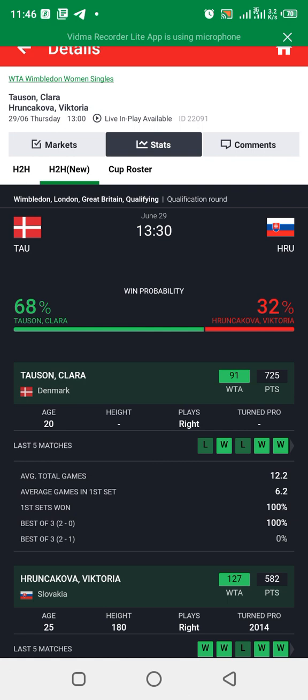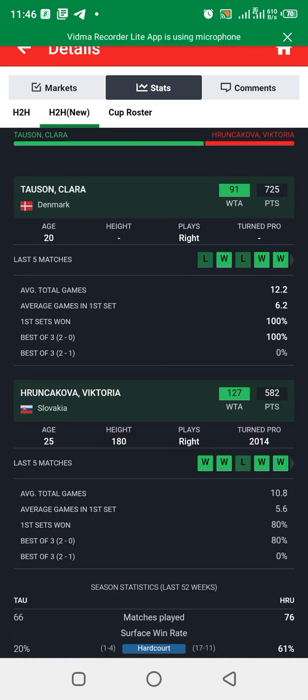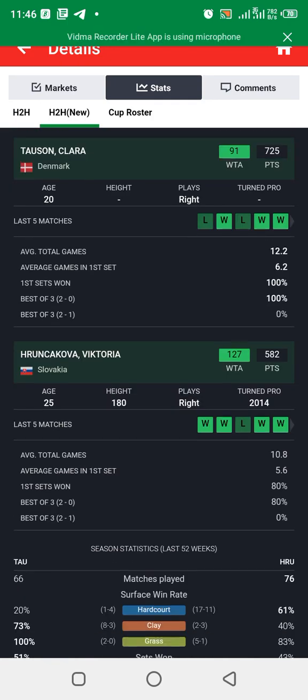Now we have the average total games of Clara as 12.2 points, and for Victoria we have 10.8. Don't forget what I usually tell you guys: always remove a point between these two players. If you remove 1 point from Clara, you are going to get 11.2, and if you remove 1 point for Victoria, you are going to get 9.8. By adding 11.2 and 9.8 together, surely you'll be getting 20 points or 21 points.